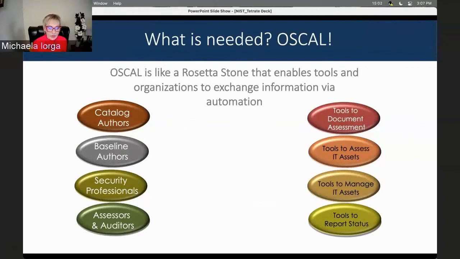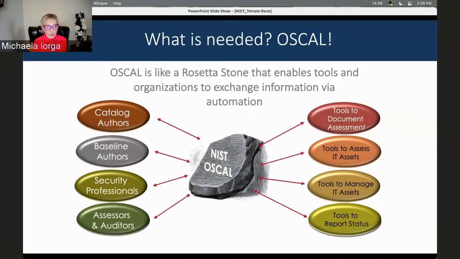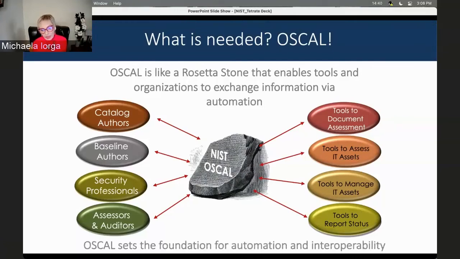So what we need? Something like OSCAL. When we started the project, we knew that the stakeholders of cloud-based solutions are segmented into constituencies with various needs. Therefore, we researched a solution that ensured all the stakeholders are able to exchange information in an interoperable fashion by, metaphorically speaking, communicating using the same language. We understood OSCAL has to be like a Rosetta Stone that enables tools and organizations to exchange information via automation. We wanted the system security assessment process to be rapid, continuous, and operate at the speed of the technology.